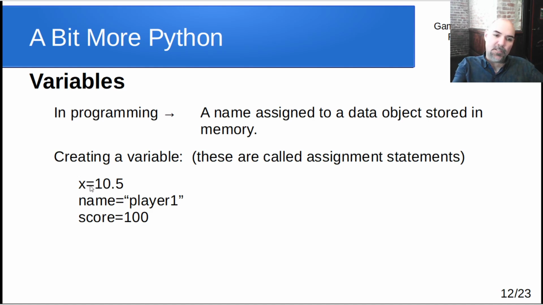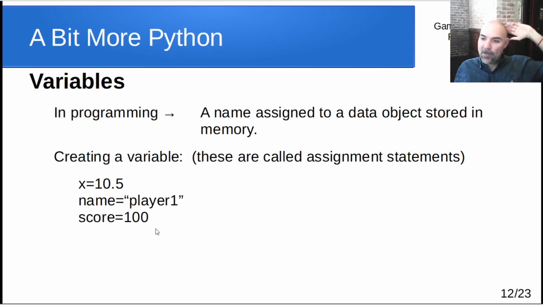We just use this equal sign and we give it a name. So x equal 10.5 says create a variable called x, and then assign it, in that place in memory, stick the number 10.5. The decimal number 10.5 is now stored in x. Somewhere in memory is this number, 10.5, and we're just going to refer to it by the name x. But notice we can also make variables that hold other types of things, like here's one holding a string, name equal player1, or score equal the integer 100.